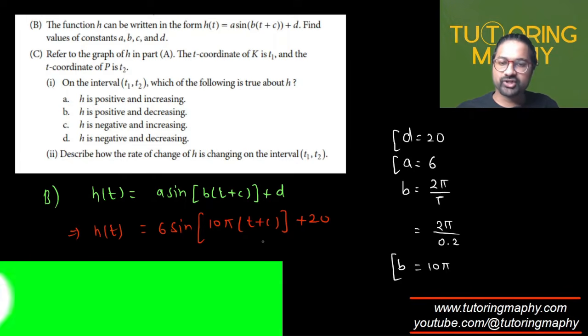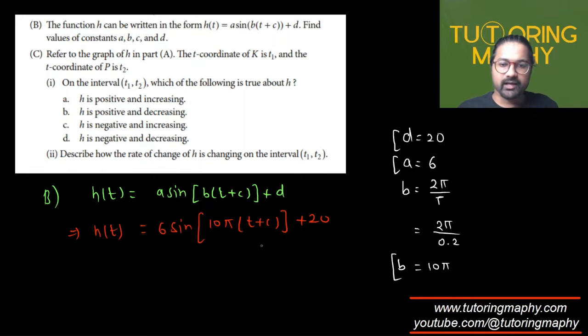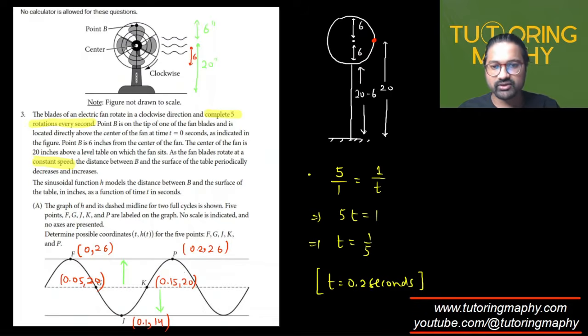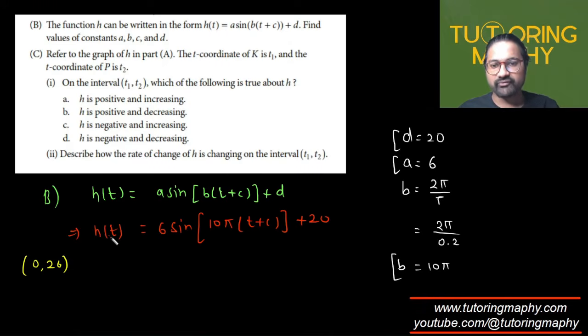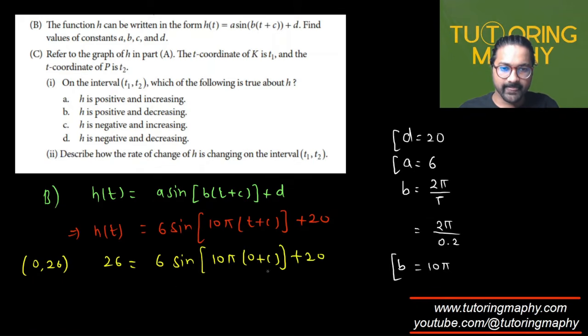And now I just need an initial condition to find the value of C, because I know that at t equal to 0, when it was starting, the H was maximum, which was 26. So can I say that at t equal to 0, H was 26, because you can clearly see that this point is over here as well. So I'm just using it to find the value of C. So this becomes 26 is equal to 6 times sine of 10 pi times 0 plus C plus 20. Subtracting 20 from both the sides, 26 minus 20 is just 6. So 6 is equal to 6 sine of 10 pi C.